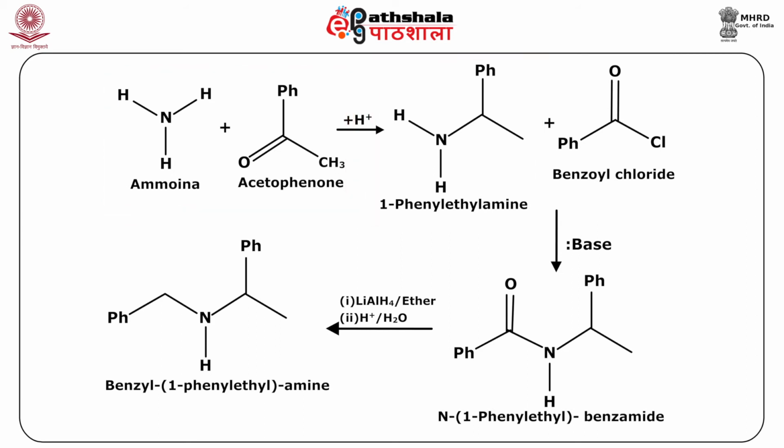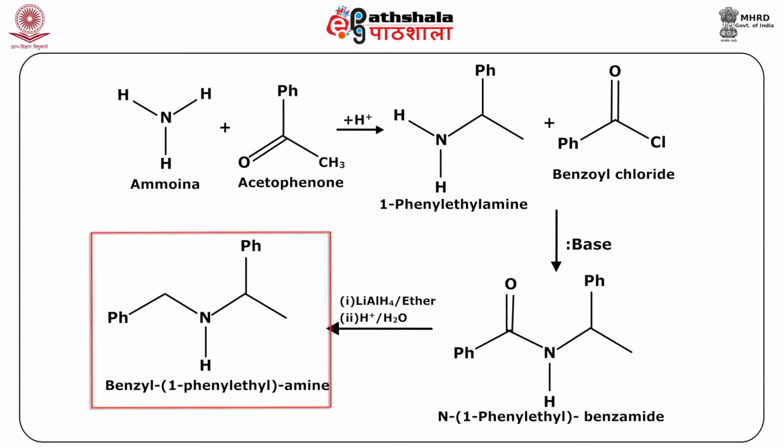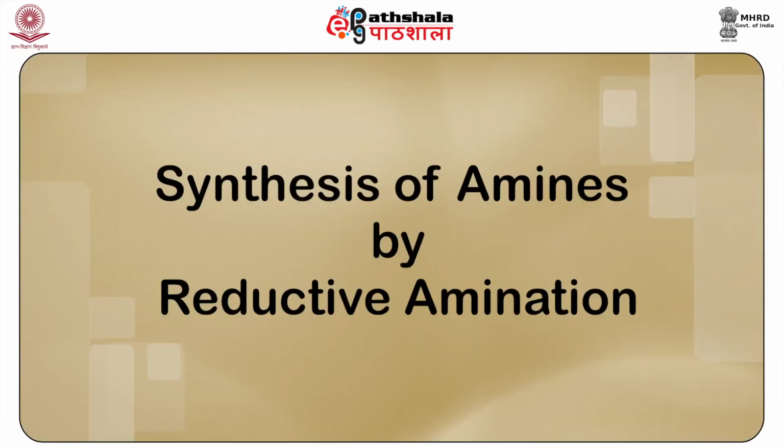In step 1, acetophenone on reaction with ammonia under acidic conditions forms 1-phenylethylamine. In step 2, 1-phenylethylamine on reaction with benzoyl chloride in the presence of a base forms N-1-phenylethylbenzamide. In step 3, the N-1-phenylethylbenzamide formed undergoes reduction with a reducing agent like lithium aluminium hydride followed by hydrolysis to form benzyl 1-phenylethylamine.